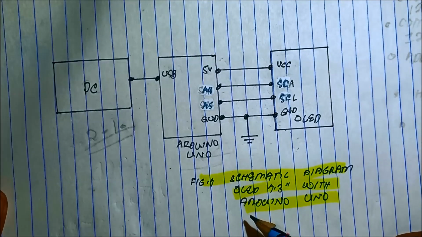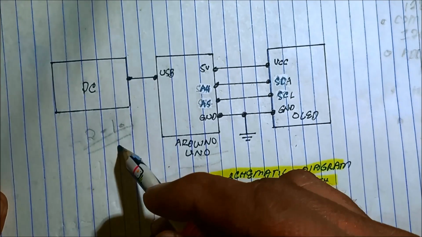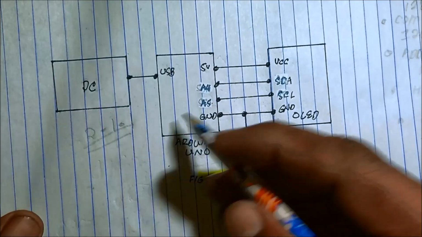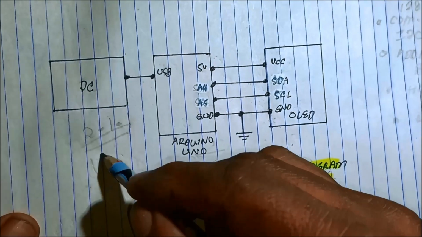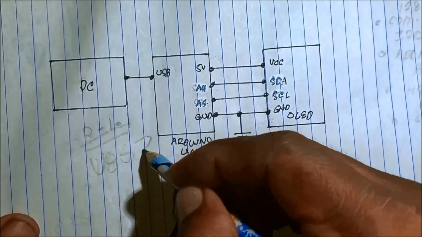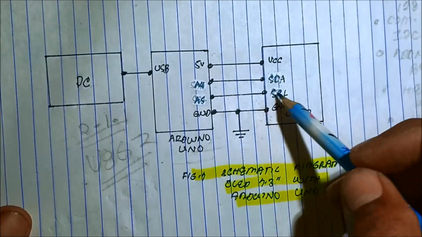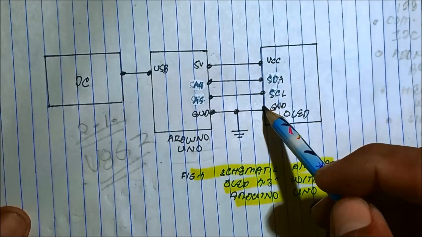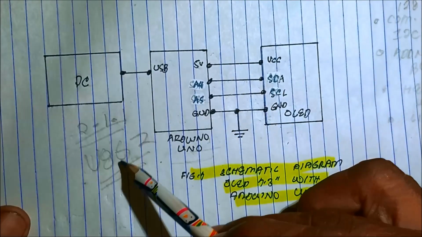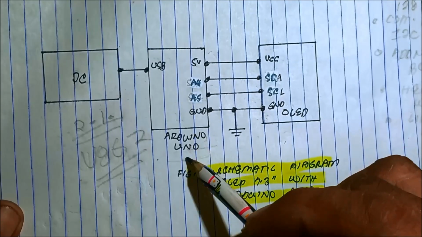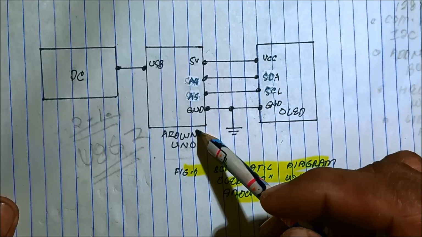And then we also install a driver called U8G2, the display driver for the OLED display. It can be found inside the library of the Arduino IDE.